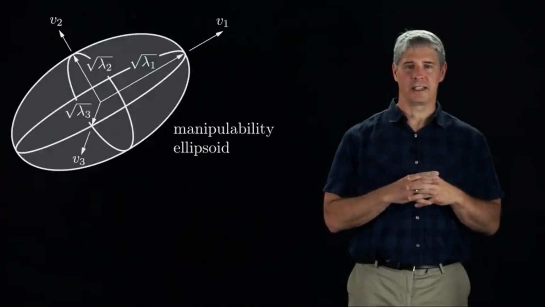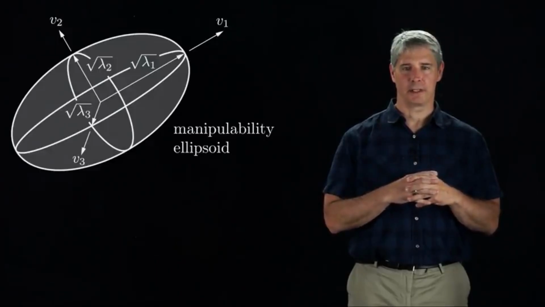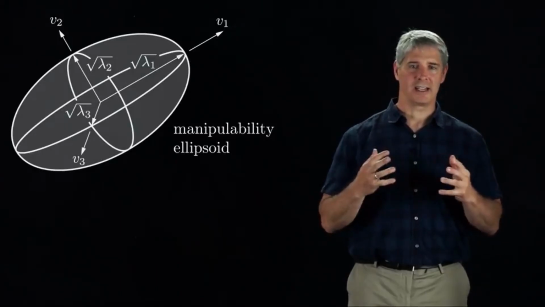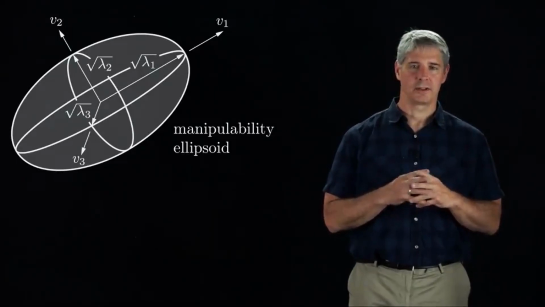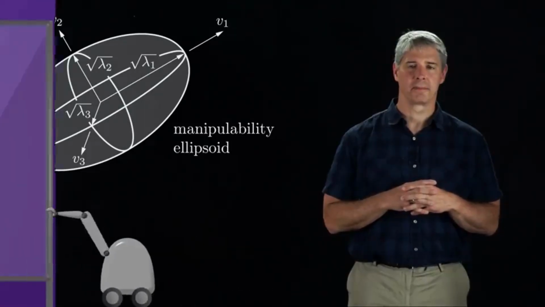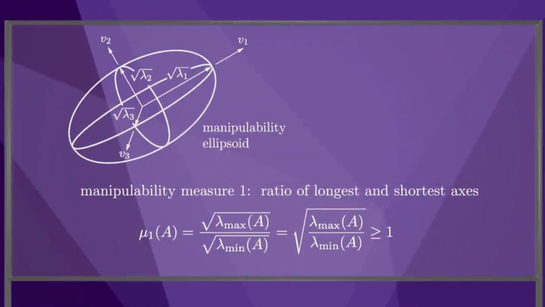Now that we can visualize the end-effector motion capabilities as a manipulability ellipsoid, we can assign a single number representing how close the robot is to being singular. These numbers are called manipulability measures. The first manipulability measure is the ratio of the longest axis to the shortest axis of the ellipsoid. This measure is lower bounded by 1, and if it is equal to 1, we say that the manipulability ellipsoid is isotropic. It is equally easy to move in any direction. On the other hand, as the robot approaches a singularity, this number grows large.